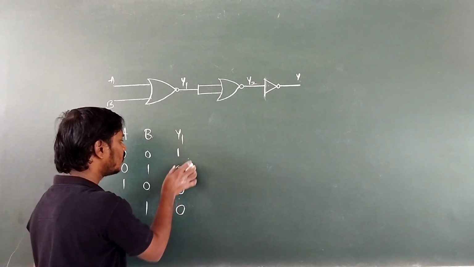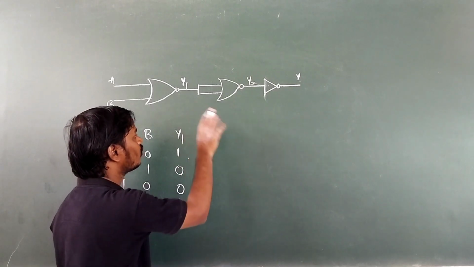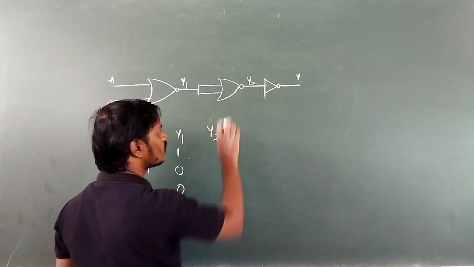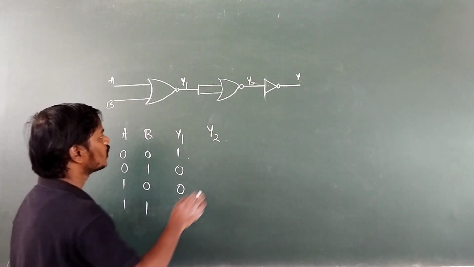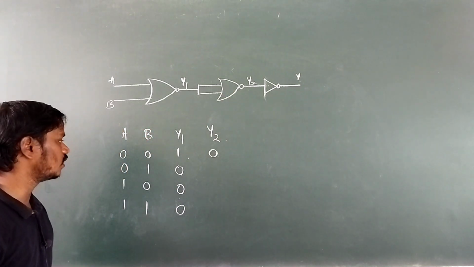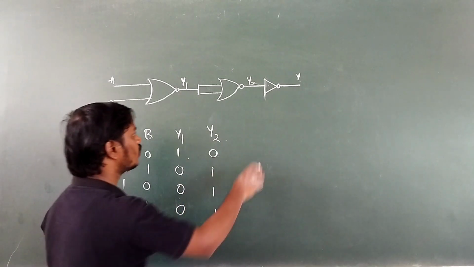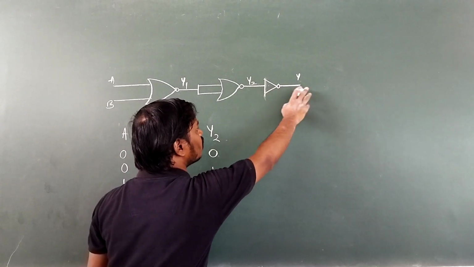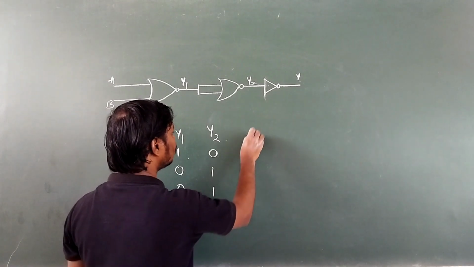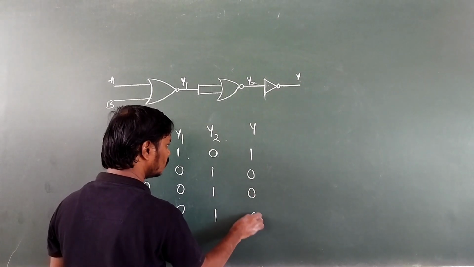Then here y1 is the input for the second NOR gate. So y1 is the input for the second NOR gate and there is only one input. Then output of the second NOR gate can be taken as y2. Okay. Now see here, the complement of 1 is 0 because it is NOR gate. The complement of 0 is 1, 1, 1. Now here this y2 is input for the NOT gate. Then what is the complement of 0? That is 1. Complement of 1, 0, 0, 0.